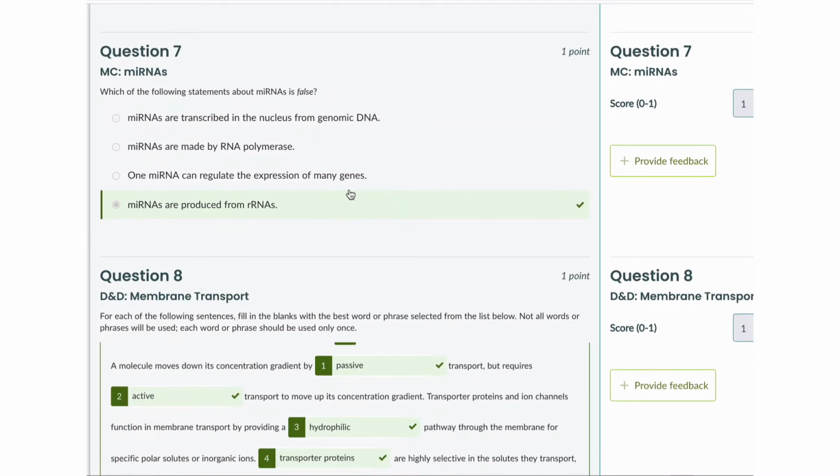Number 7, multiple choice about microRNAs. Which of the following statements about microRNAs is false? MicroRNAs are produced from ribosomal RNAs. That is a false statement. They are transcribed from genomic DNA, just like any other gene. They are made by RNA polymerase, just like any other gene. And one microRNA can regulate the expression of many genes so long as it's complementary to those mRNAs.